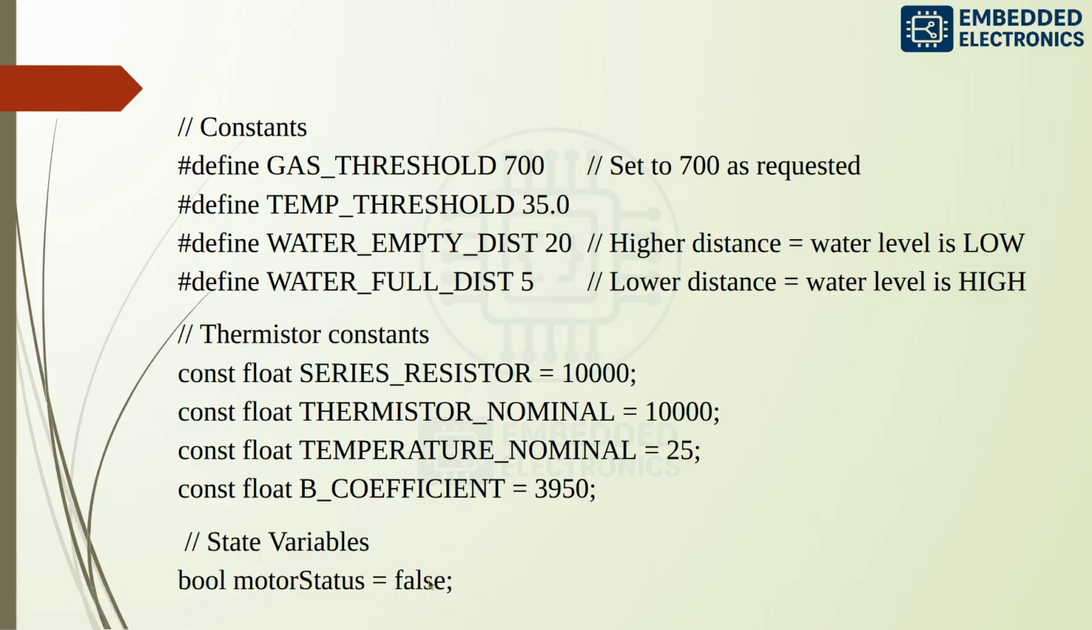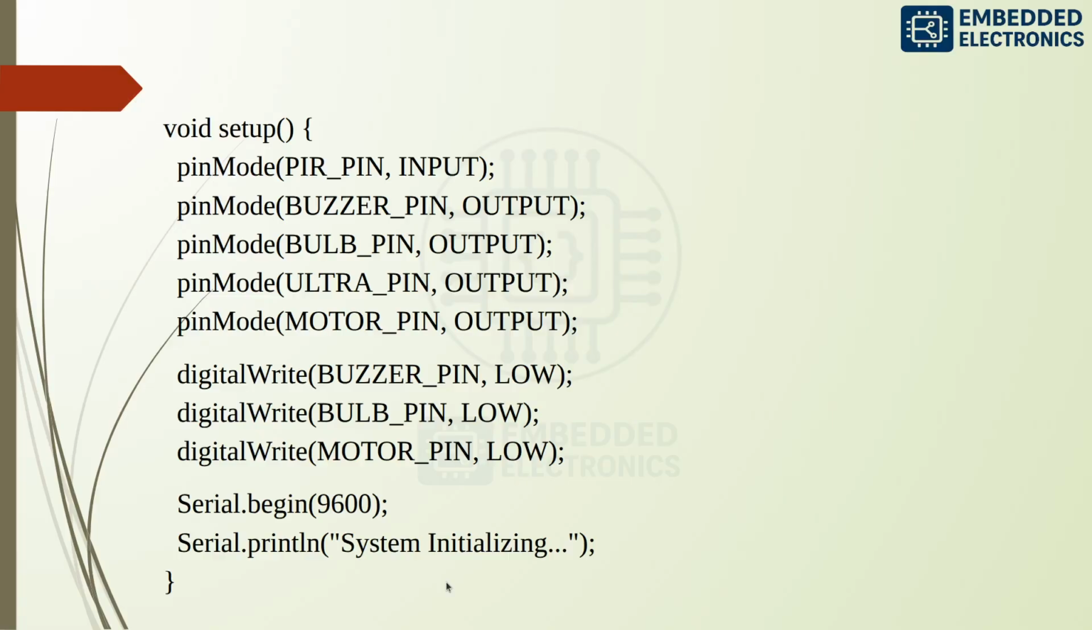And here, bool motor status false. So this is the state variables. Bool is a data type, so it stores either false or true. So here motor status is false. And next is the setup function.